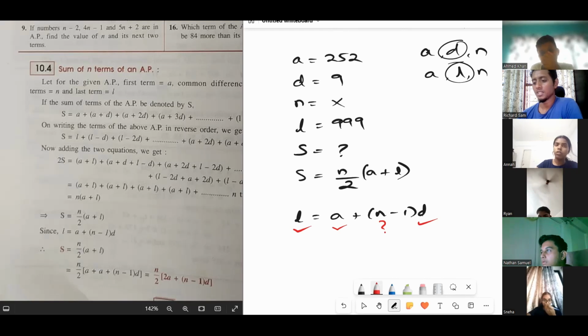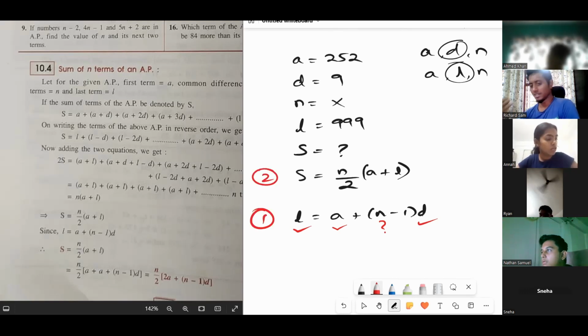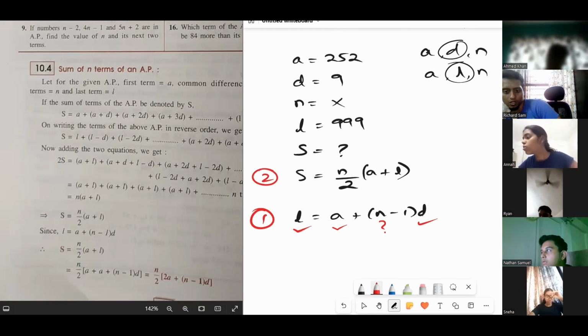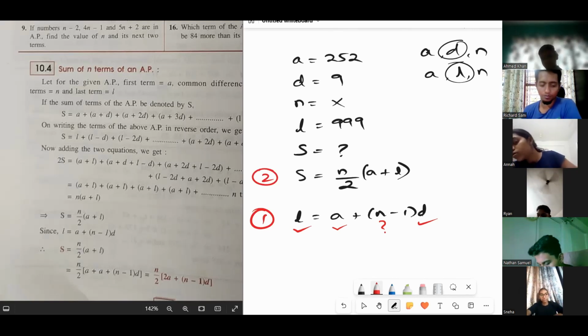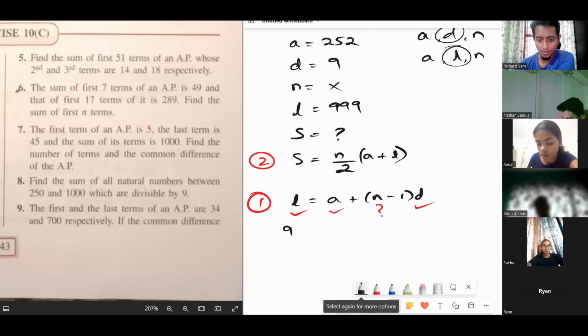Is that clear, everyone? Okay, so do that. First use the L formula, first use this formula. And second, you can use any of the sum formulas. Try the second formula for sum. Okay, so first using the L formula.